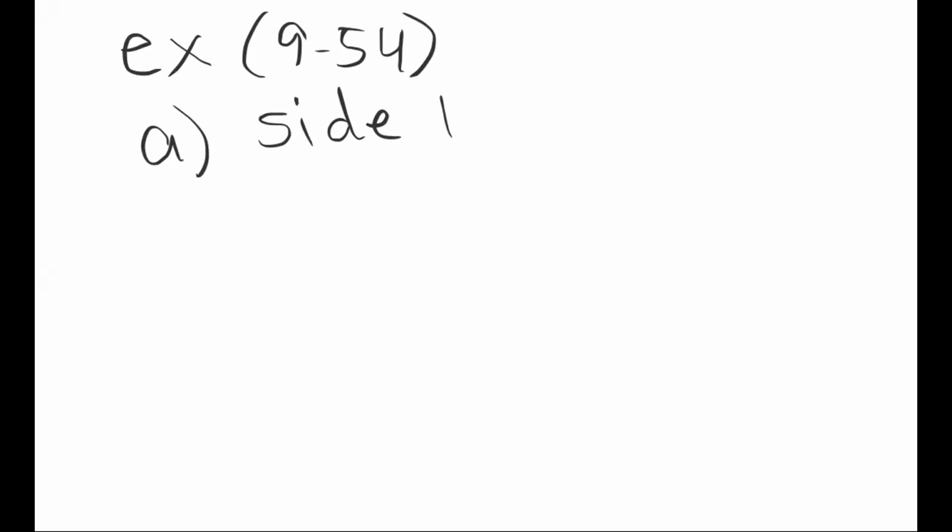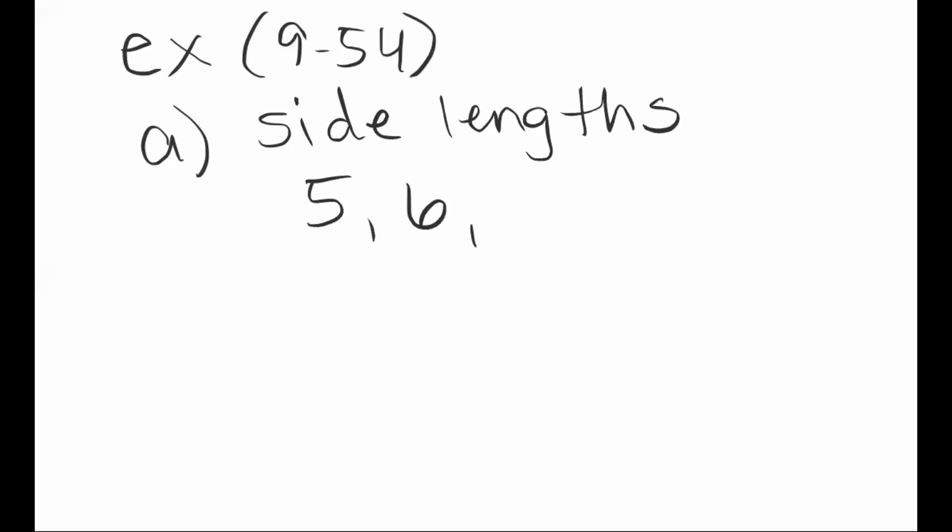This is an example problem, but from problem 954, we're going to do A, and the side lengths of the triangle were 5, 6, and 7. Okay. So what does this mean? This means that we have side length 5, side length 6, and side length 7.